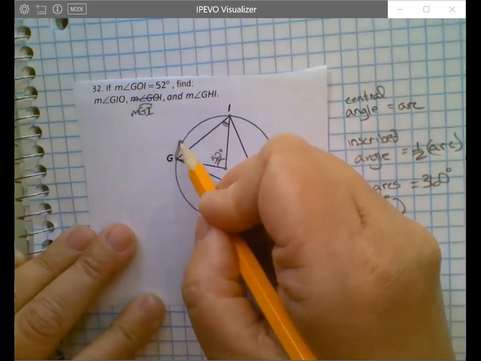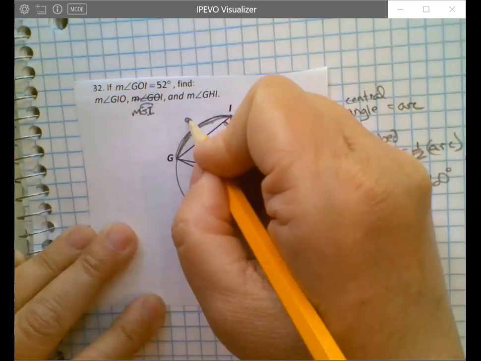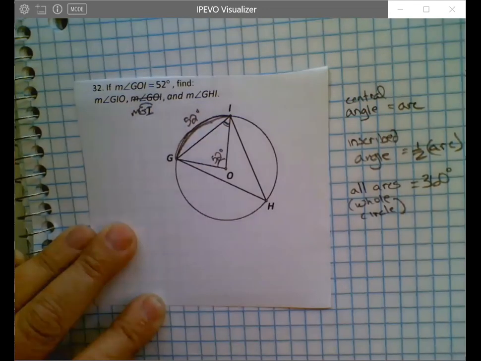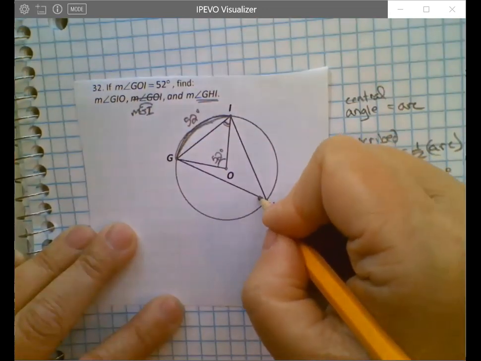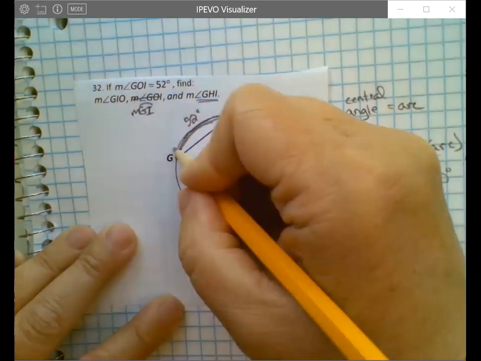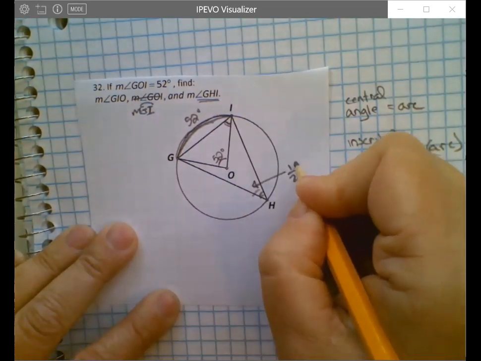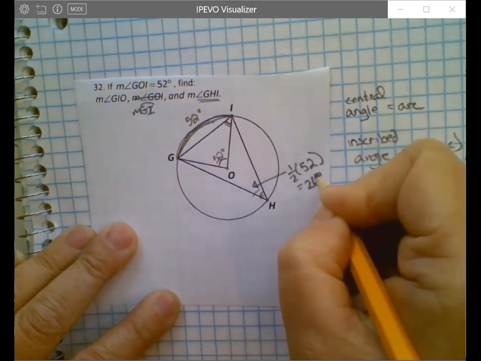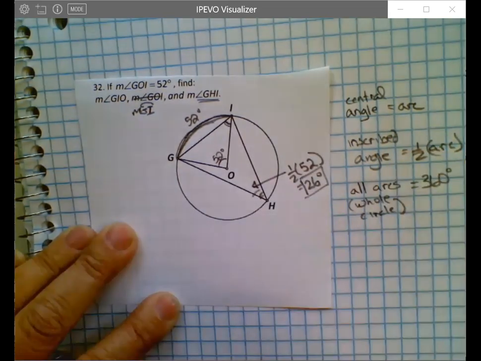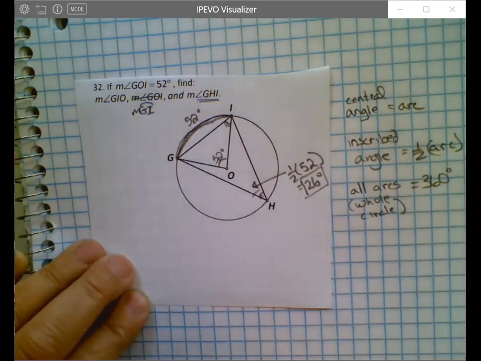Okay, and we know that that arc is equal to the central angle. That's 52 degrees. We can also get that GHI, this inscribed angle over here, is 1/2 of 52 degrees, which is 26 degrees. So the only thing we haven't done yet is this angle right here, GIO.